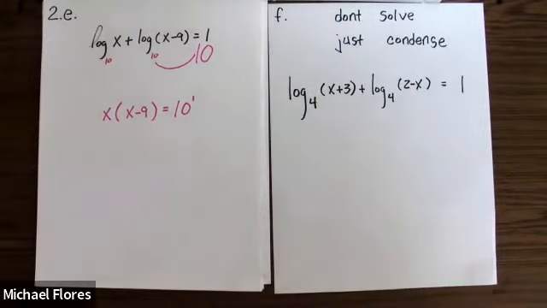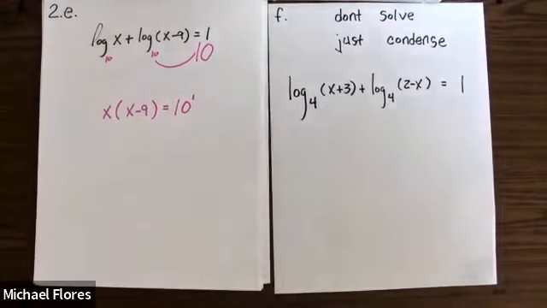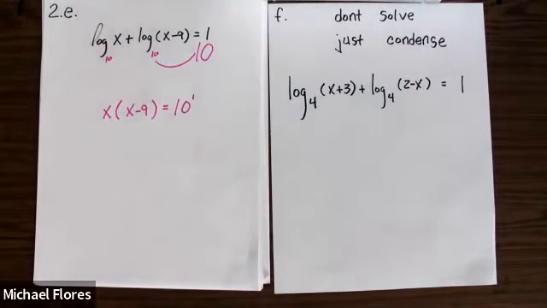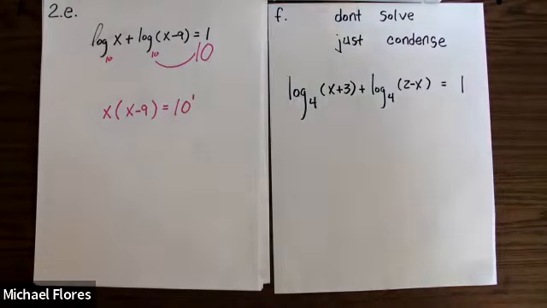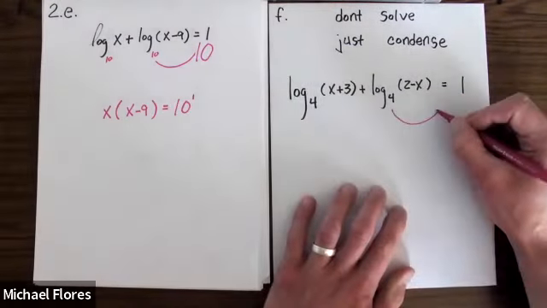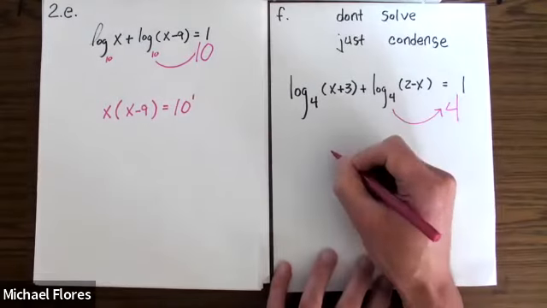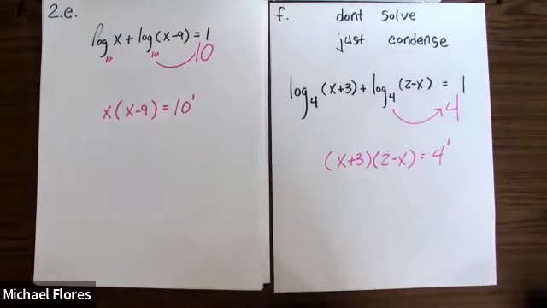All right, for example F, don't worry about solving it. Just see if you could condense it very similar to what I did here. So it looks like we would have x plus 3 times 2 minus x is equal to 4 to the first power. Did y'all get that?